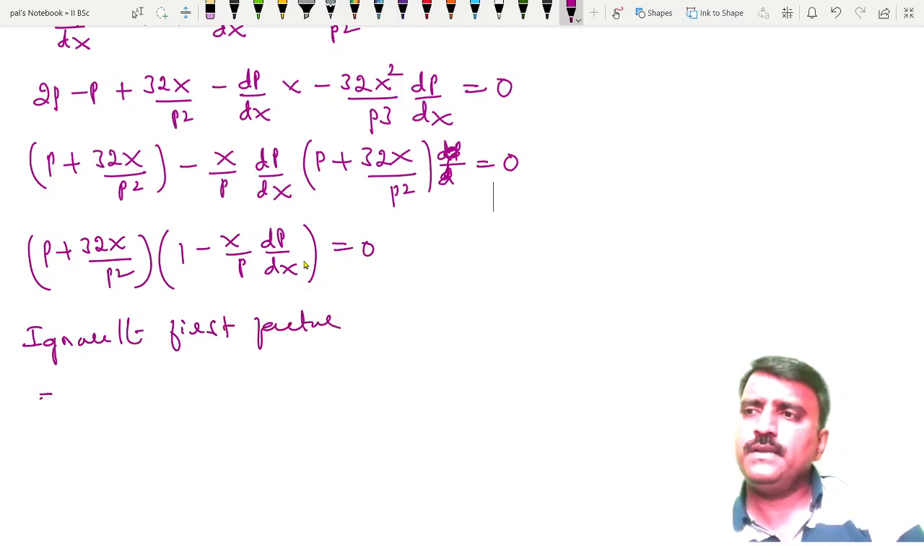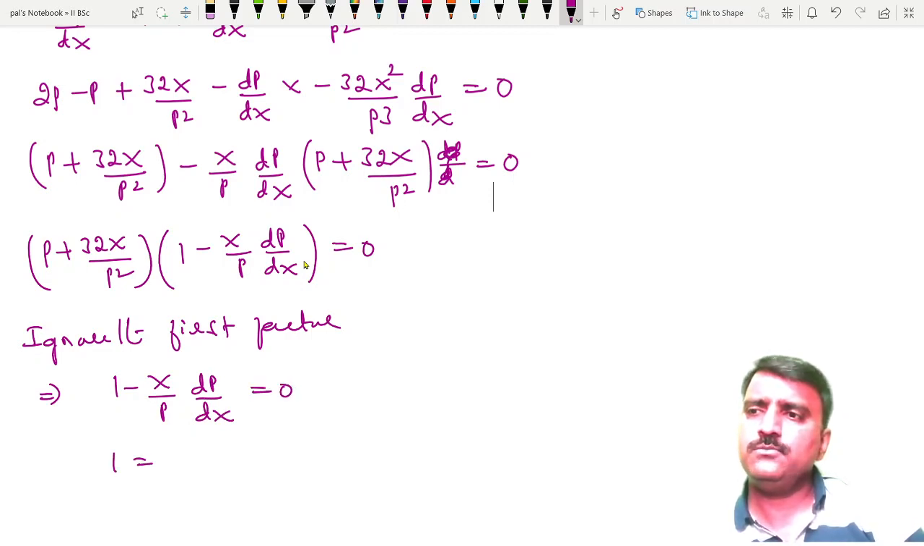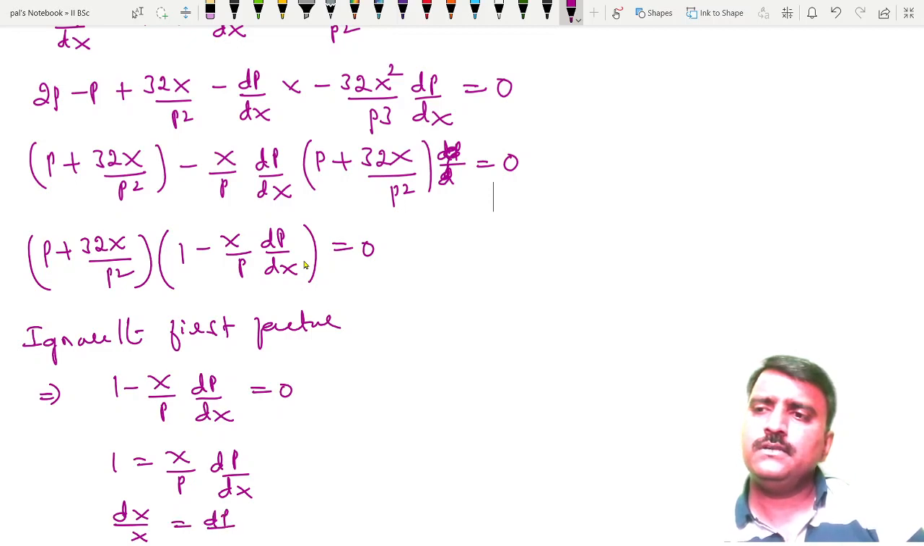okay, which implies that 1 minus x by p into dp by dx is equal to 0. We have to solve this. To solve, take 1 is equal to x by p into dp by dx on the right hand side. Let us shift the x terms to the left side. dx by x is equal to dp by p. So now we have to integrate this.